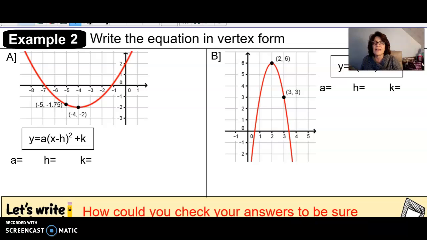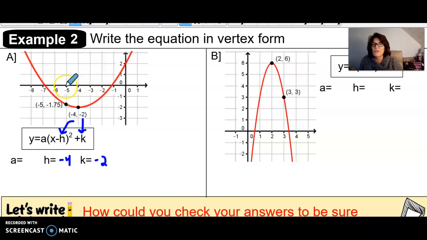Okay, the last thing is writing equations given the parabola, just like we did with absolute value equations. All right, first thing you want to do is look at the vertex. The vertex is (-4, -2). That's your h and your k. So I know right now that my h is -4, my k is -2. I don't know what a is, okay?